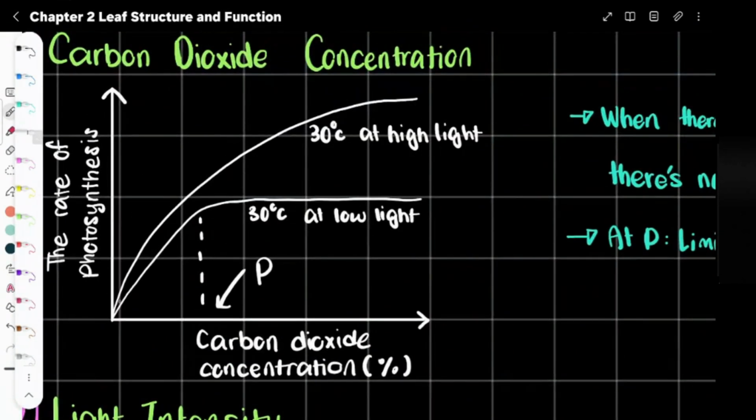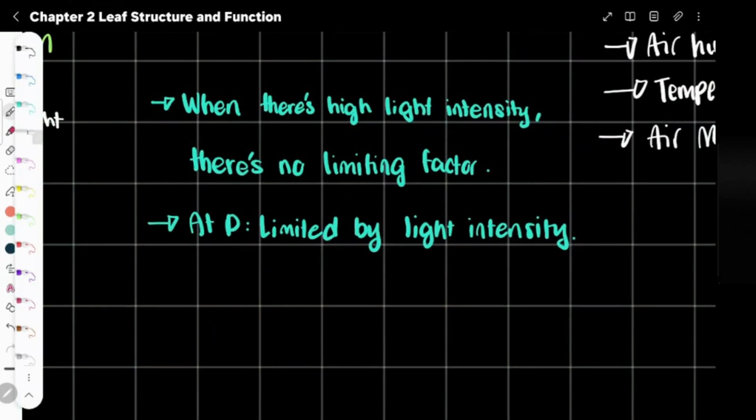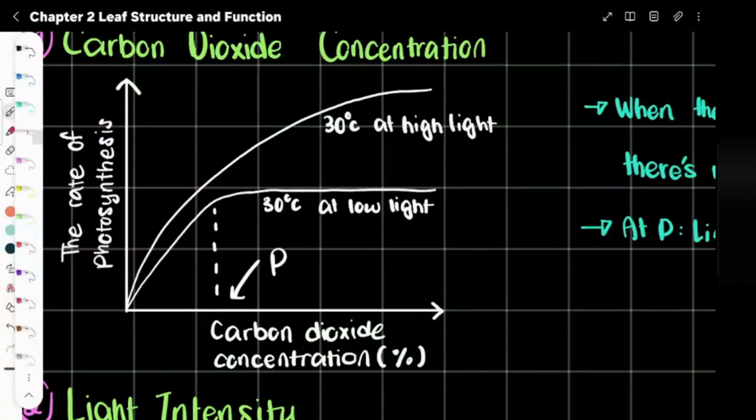So imagine if you have carbon dioxide at a temperature of 30 degrees Celsius. In high light, why do I mention high light? Because if you have high light, you can go higher. But if you have low light, you will be short. Why? Because we are limited by the light intensity. Just now we learned light intensity with transpiration. So the higher it is, the higher the rate.